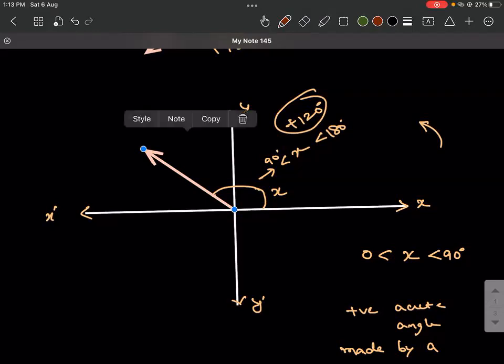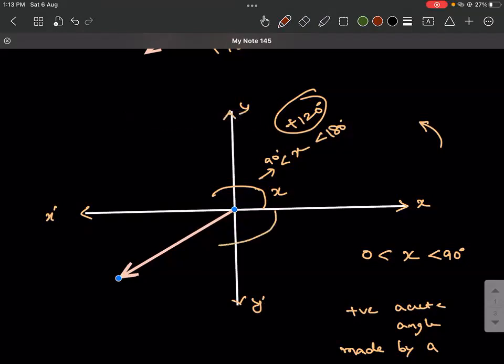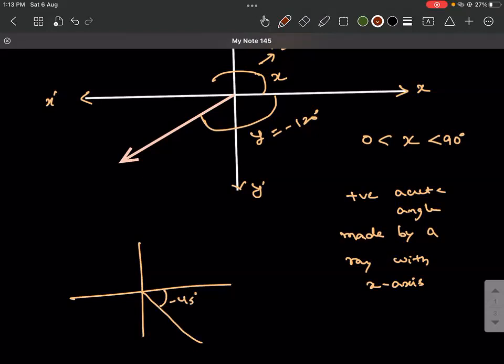Suppose you want to represent something in the third quadrant. What I can do is, I can do the same revolution, and I'll take this angle to be y, where if I say y is minus 120 degrees, what will you say? Minus sign indicates that with respect to the x-axis, the line is revolved in the clockwise direction. And in the clockwise direction, you have stopped in which quadrant? Third quadrant. Suppose they say the angle is minus 45 degrees. So the minus sign indicates clockwise direction, and it corresponds to the fourth quadrant. Are you able to understand?